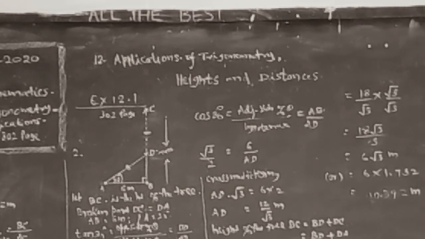1 by 2 is BC divided by AC, that is 2 meters by AC. Cross multiplying, AC is equal to 2 into 2, 4 meters. Therefore, the length of the slide is equal to 4 meters. Like this we have to do.